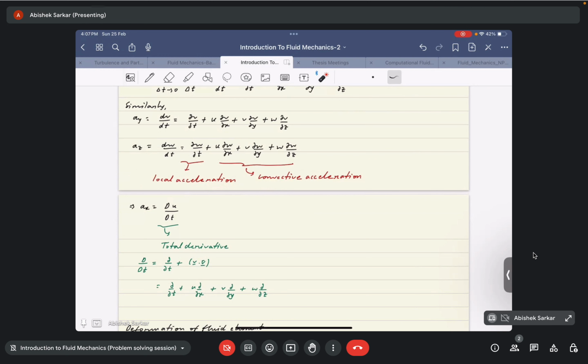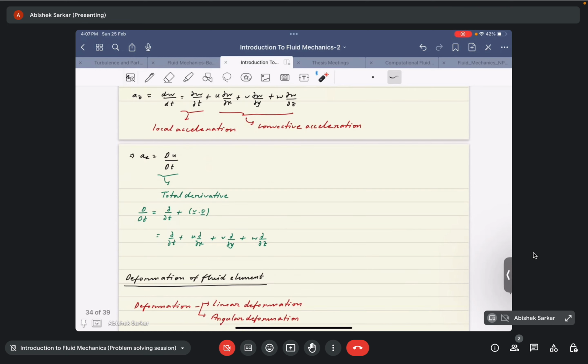Thus this additional component comes into the picture in the Eulerian approach: how the movement of a particle through the flow domain has resulted in a change in the flow parameter, in this case the flow velocity. And thus the two components, the local and the convective component, contribute differently to the net acceleration of the fluid flow. I hope I was able to make it clear.